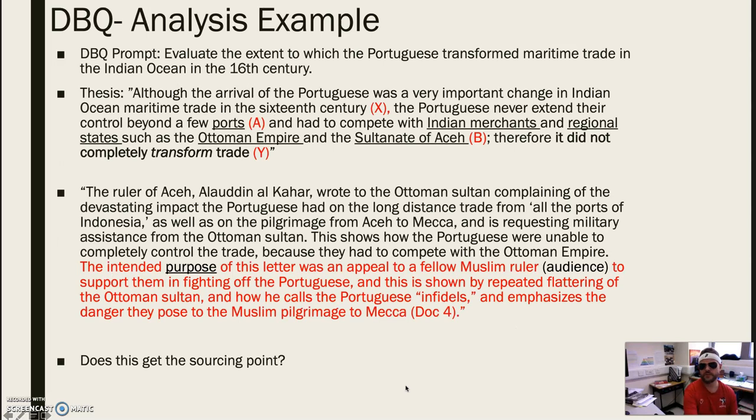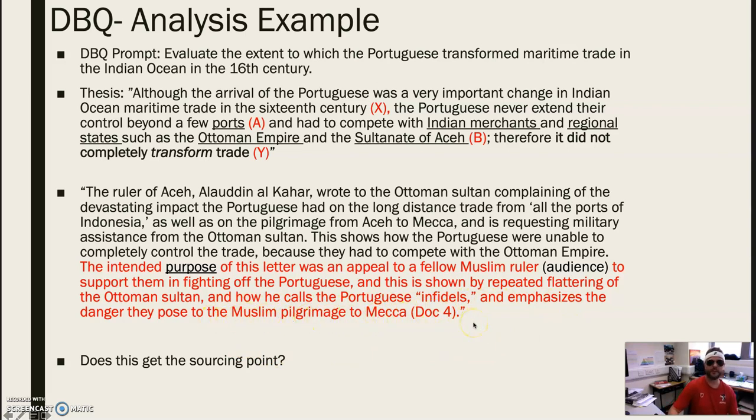So let's quickly look at an example here, using the same everything we've used, same prompt, same thesis. For document 4, we've got the same evidence. So now let's look here. The intended purpose of this letter was an appeal to a fellow Muslim ruler to support them in fighting off the Portuguese. And this is shown by a repeated flattering of the Ottoman Sultan and how he calls the Portuguese infidels and emphasizes the danger they pose to the Muslim pilgrimage to Mecca.